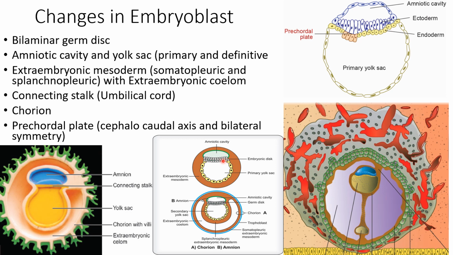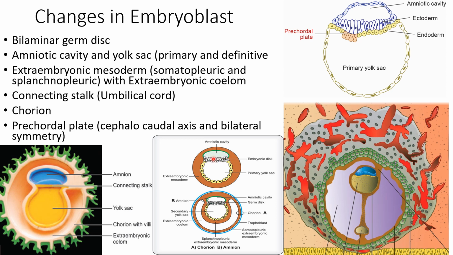Okay, so what changes occurring in embryoblast? There is formation of bilamellar germ disc. Towards the trophoblastic surface we have tall columnar cells, which is known as primitive ectoderm or epiblast, and towards the luminal surface we have the cuboidal cells, which is known as hypoblast or primitive endoderm, and in between these two germ layer we have extracellular basement membrane.